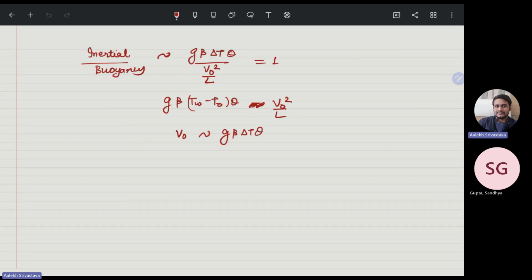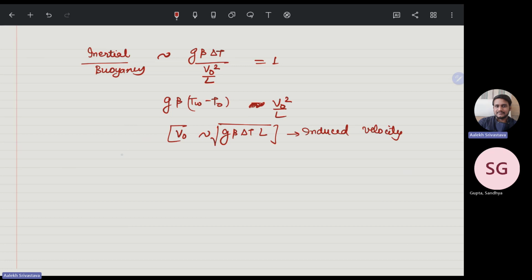Here the theta would not be there. So g beta delta T by V0 square by L. If you equate both the terms, you will get V0 as the order of magnitude of g beta delta T into L under root. This is the induced velocity at the initiation.